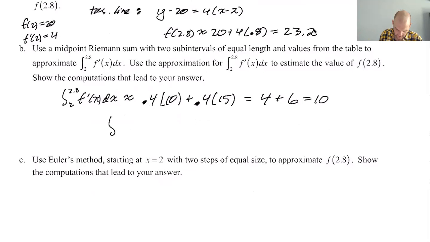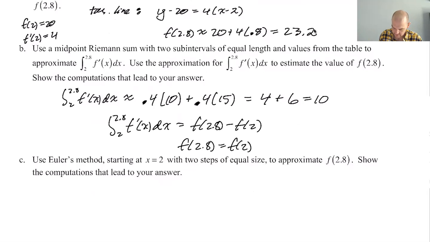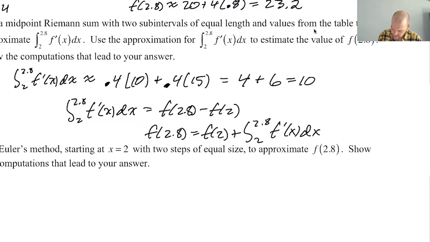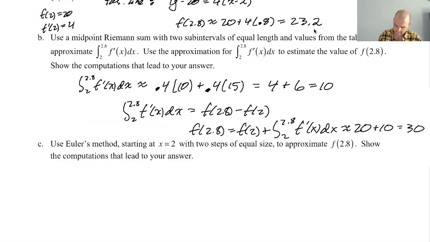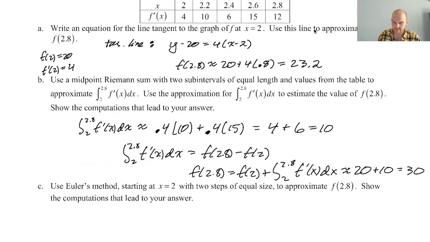So if I do the integral from 2 to 2.8 of f prime of x, that's going to be f of 2.8 minus f of 2. So f of 2.8 is actually equal to f of 2 plus the integral from 2 to 2.8 of f prime of x. That's its actual value. But this is going to be approximately the 20 that we were given plus 10, which is 30. So the tangent line gave us 23.2. This Riemann sum approximation gives us 30. We have no idea. Anything could be happening.